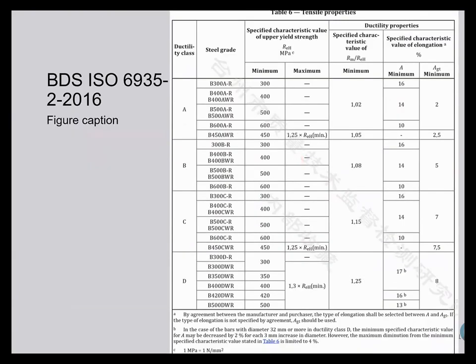We'll need the notations. So here is the most important table of BDS ISO 6935-2. In the market, what do you find? I'm sure that you are very familiar with these terms: B400 DWR or B500 CWR. According to ISO, reinforcing bar is classified in this fashion. All of them are B because all of them are bars. And then you find either, we don't find 300, we find 400 or 420 or 500. So what do these mean?